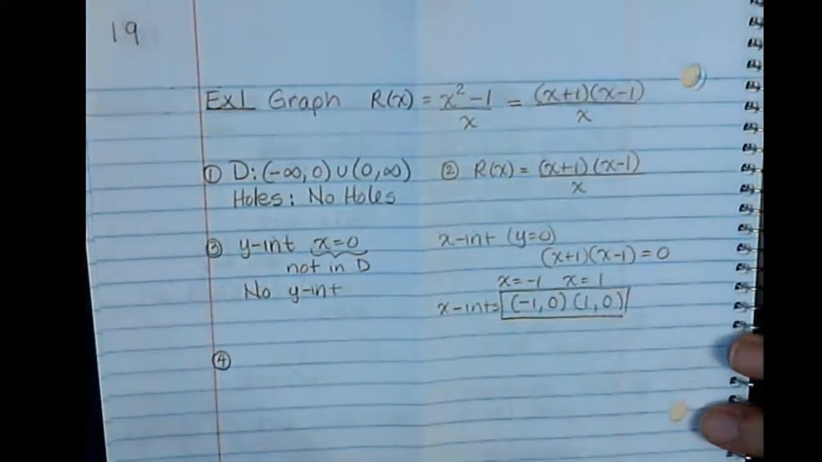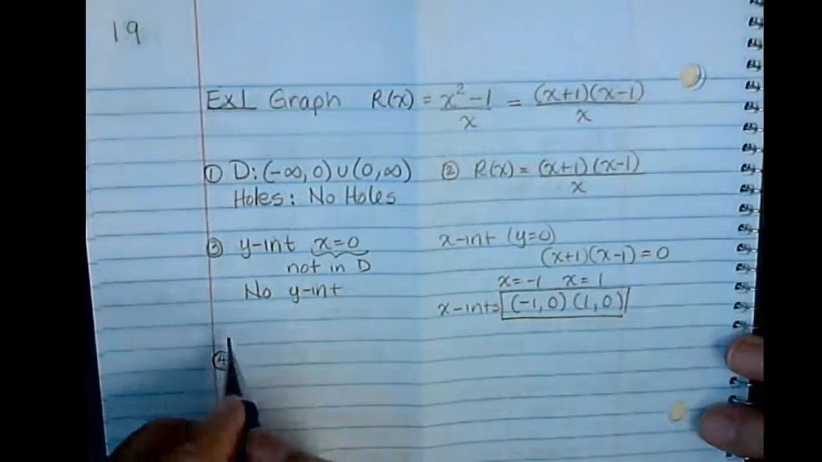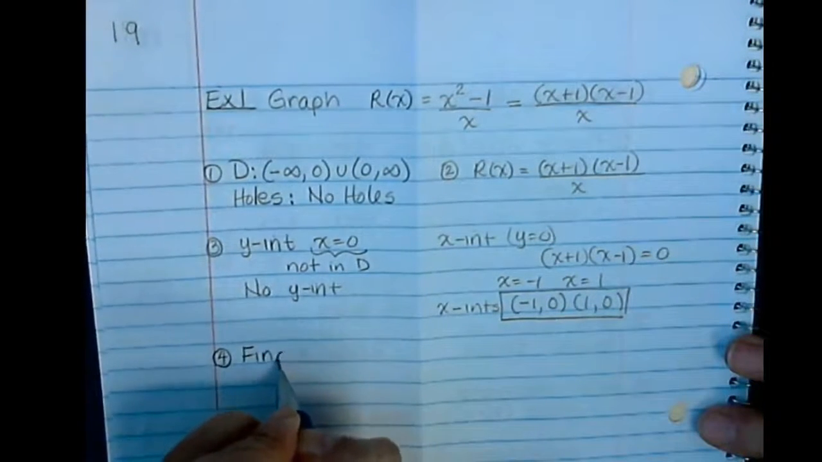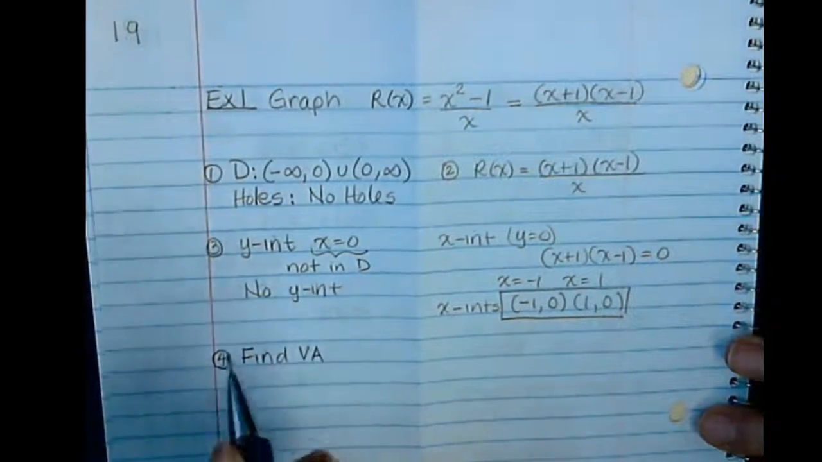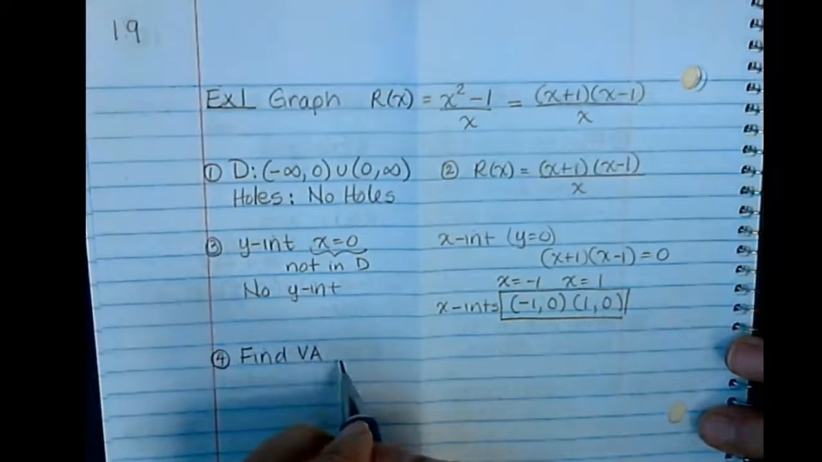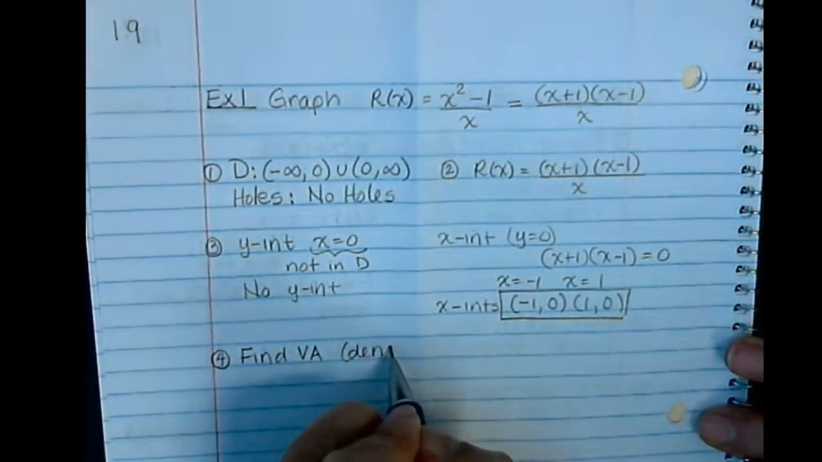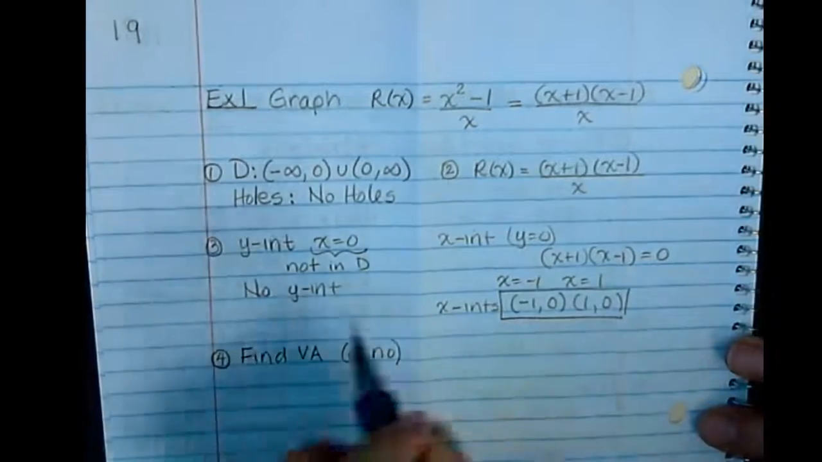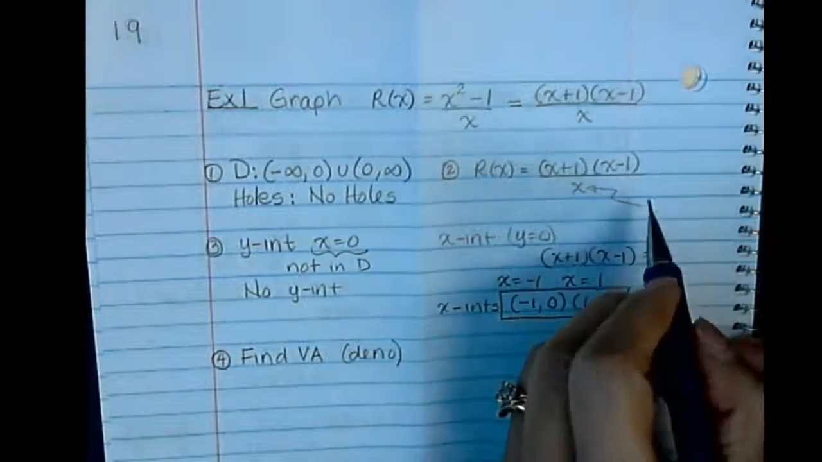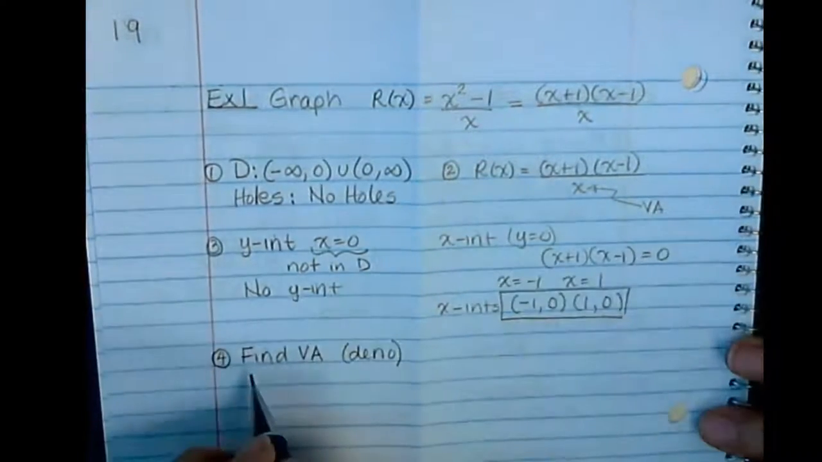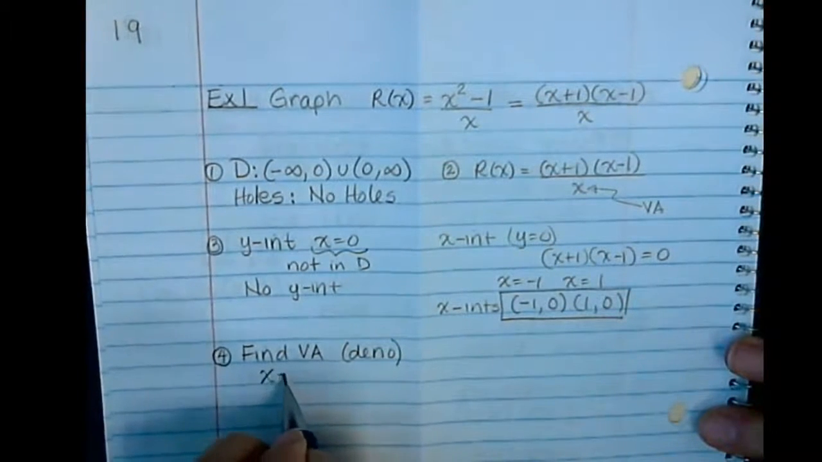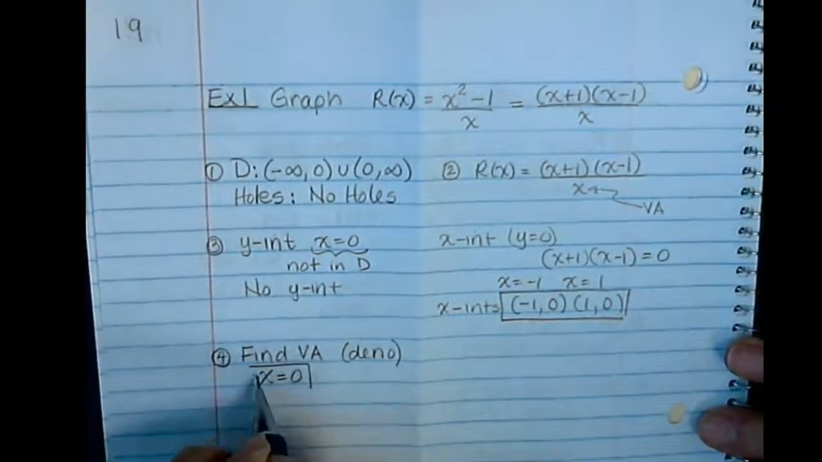Step number 4 is to find vertical asymptotes. And remember what we said, for vertical asymptotes we look only in the denominator. And in our case, we're looking for our VA, our vertical asymptote. We find x is equal to 0 is a vertical asymptote.